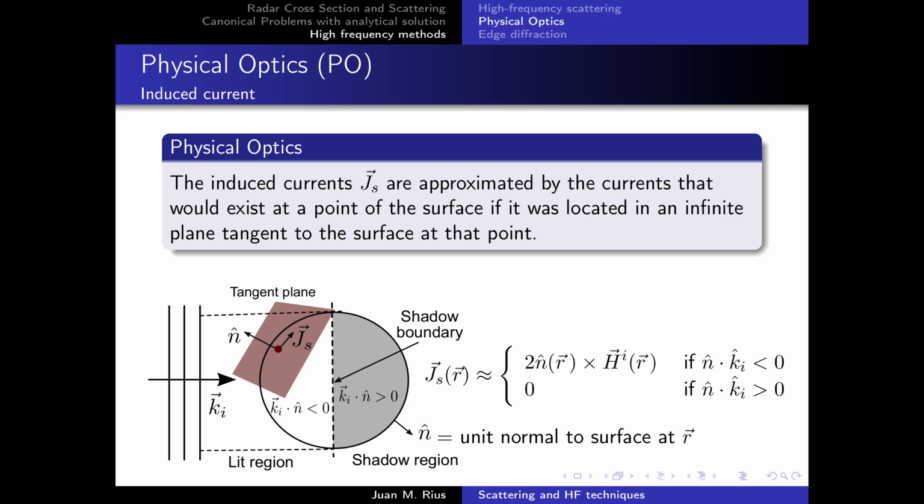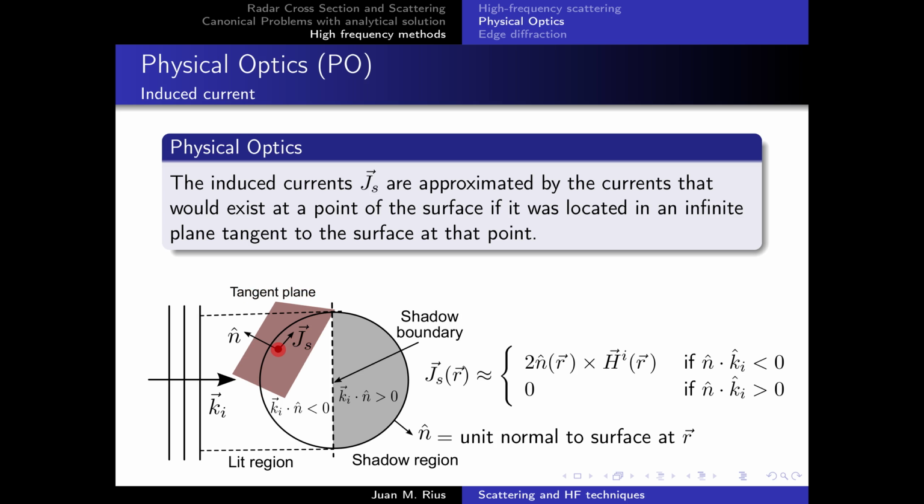approximating the induced currents that exist in the surface of a conductor, normally a perfect electric conductor, but if it has some losses but conductivity is high, it works well anyway. The induced current at the surface of a conductor is approximated as the current that would exist in a tangent plane, that is an infinite plane that is tangent to the conductor at that point.